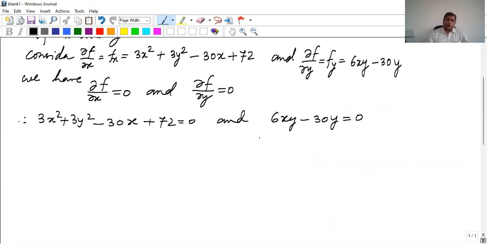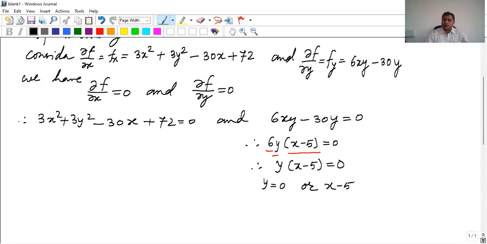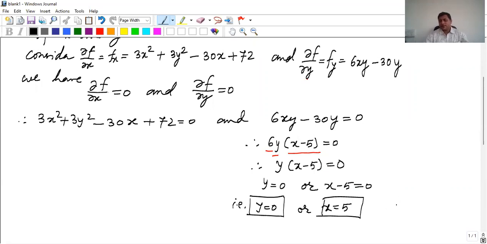Okay, so here what we can do is we can take 6y common. This is (x − 5) = 0. Okay, so here we have three factors, 6, y and x − 5. So is it possible to have 6 equal to 0? No. Okay, so 6 cannot be 0. That means either y has to be 0 or x − 5 has to be 0. So here, y(x − 5) = 0. So we can write y = 0 or x − 5 = 0. That is, y = 0 or x = 5. So there are two possibilities, that y = 0 or x = 5.